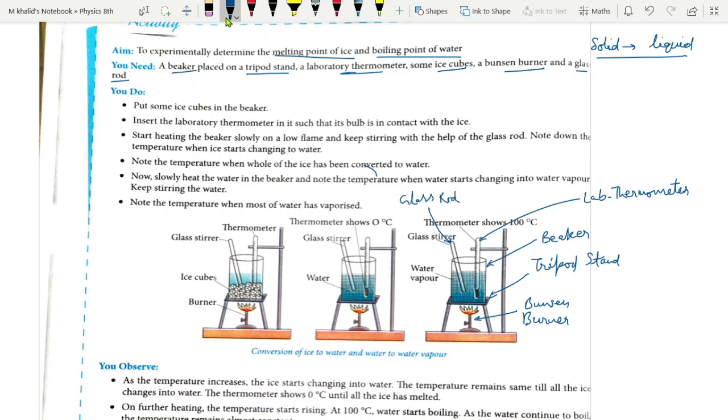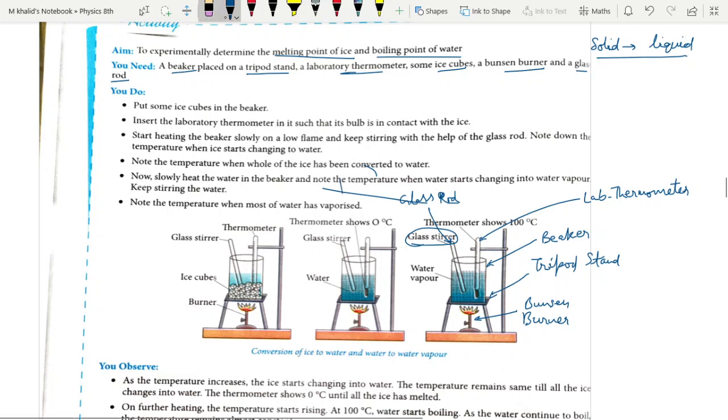This glass rod is used just for stirring the water, so that whatever heat is generated from the Bunsen burner and given to the beaker is equally distributed in the water. So for this reason we use a glass stirrer. Now let us see from what phase we have to start, and what we can observe.